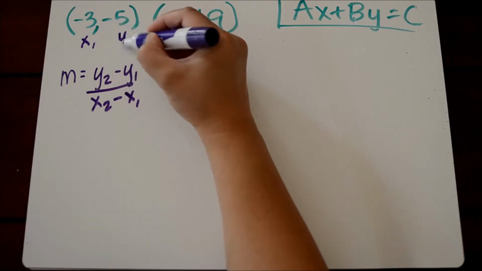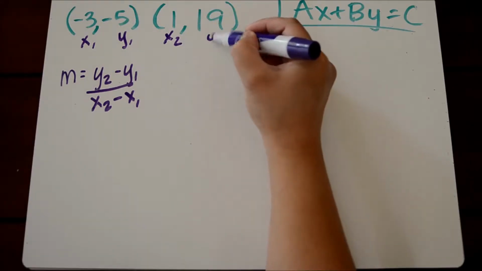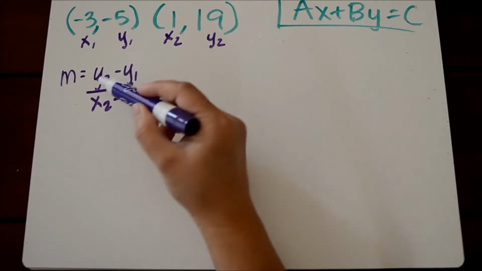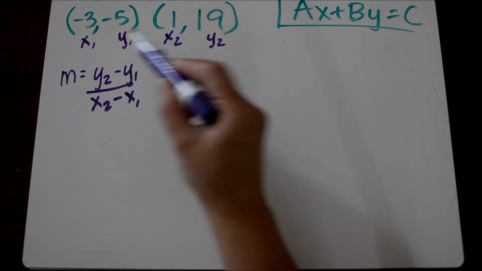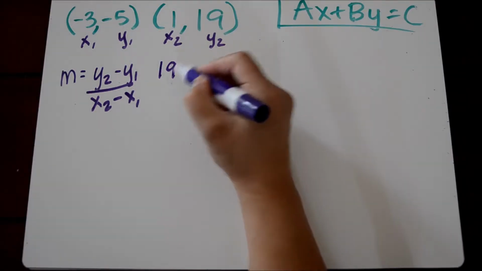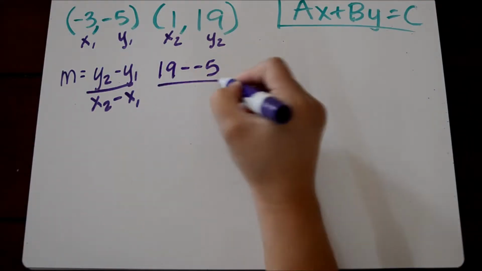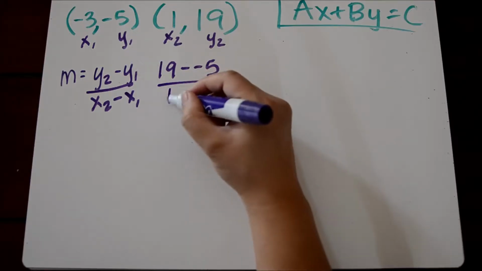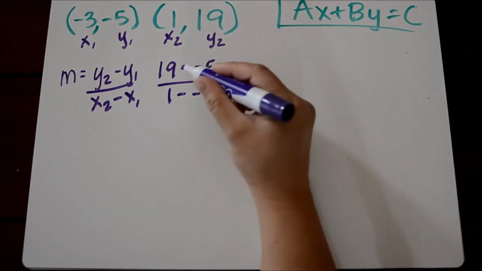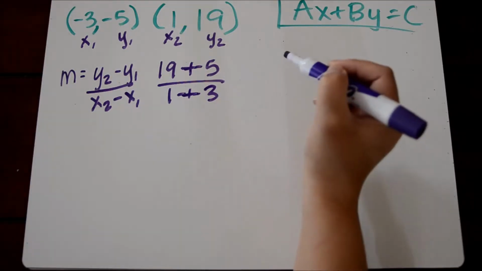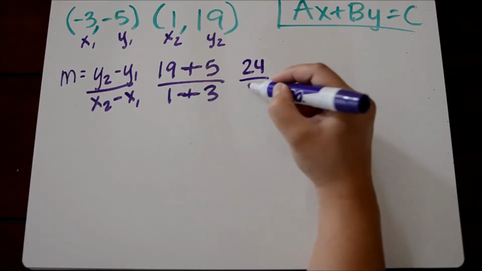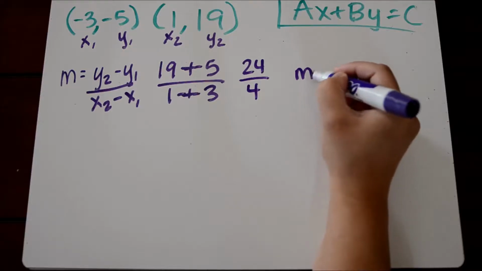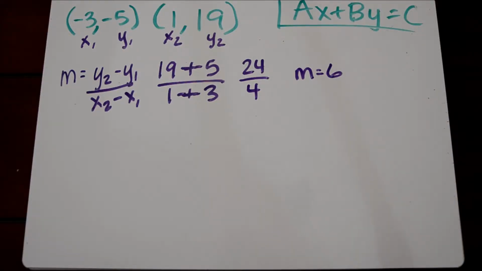So I'm going to label the coordinates x1, y1, x2, y2, and we just substitute these values into the formula. So y2 minus y1, that's 19 minus negative 5 over 1 minus negative 3. Change the minus and negative to plus. 19 plus 5 is 24, 1 plus 3 is 4, and our slope can be reduced to 6.